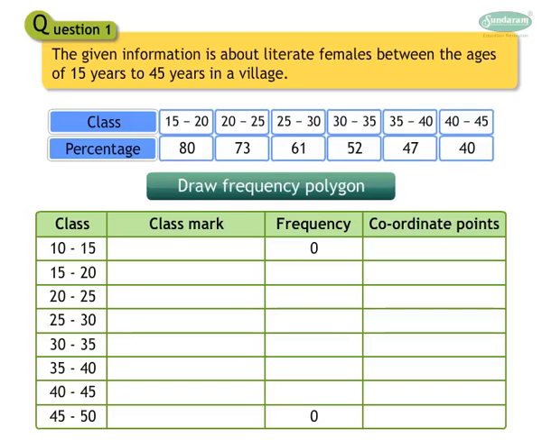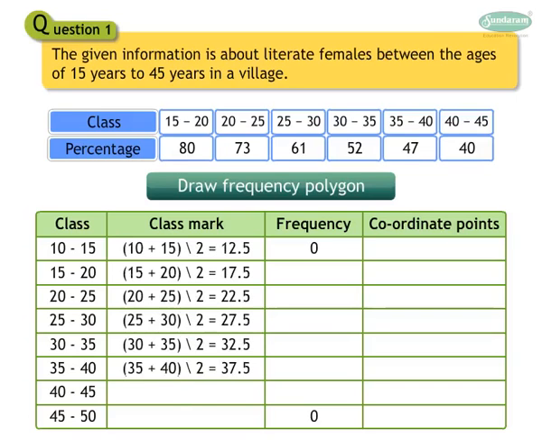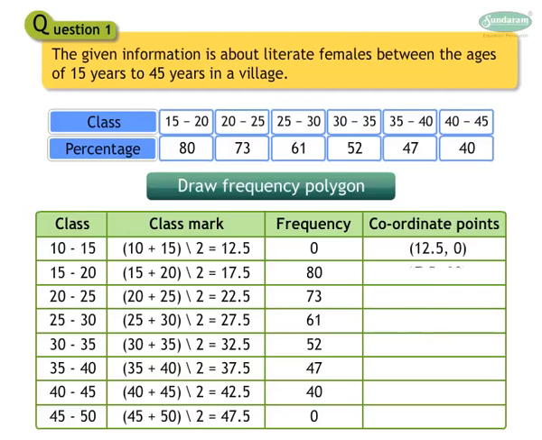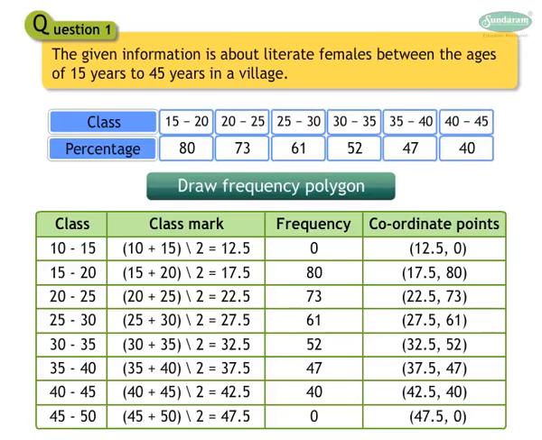Second column in table consists of class mark, which is arithmetic mean of upper and lower class limit. Third column in table consists of frequency. Frequency of assumed class is taken to be 0. Fourth column we will have points to be plotted on x-axis and y-axis. On x-axis we consider class mark and on y-axis we consider frequency. Let us draw frequency polygon.